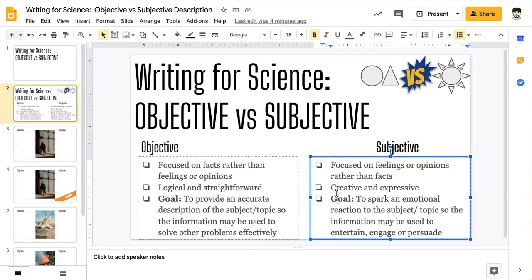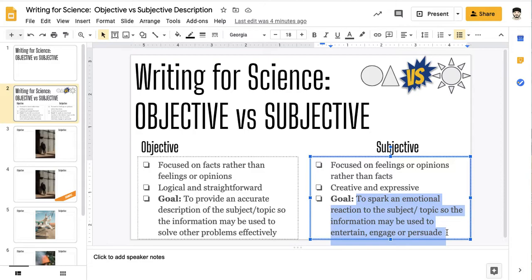Subjective writing has a different goal in mind. So, subjective writing is focused on feelings or opinions rather than facts. It's really about being creative and expressive with the goal in mind that it is going to spark an emotional reaction to the subject or the topic so that that information can be used to entertain or engage or persuade someone. The goal in subjective writing is to convince people to have a certain reaction, even when it's just there to entertain or even when it's there to express how you are feeling.